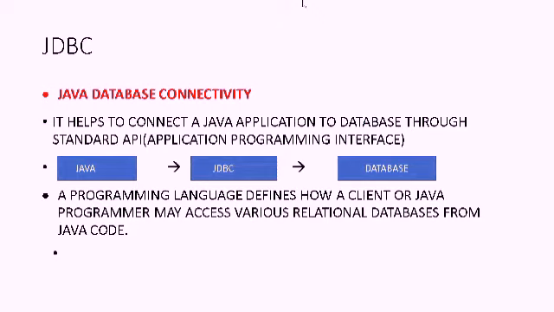Okay. So what is this JDBC now? JDBC stands for Java Database Connectivity. With this Java Database Connectivity, it helps to connect a Java application to a database through a standard API, which is nothing but the Application Programming Interface. With the help of this API, a client or Java programmer may access various relational databases from the Java code.